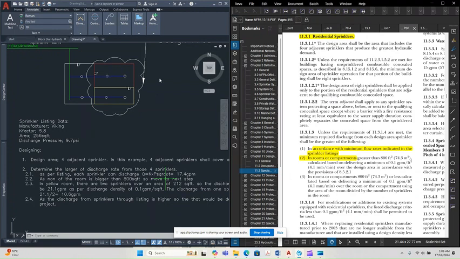So if all of these sprinklers are going to operate at a minimum discharge pressure of 9.7 psi, each of these sprinklers will give you a discharge of minimum 17.4 GPM. So as per option one, each sprinkler from the design area shall provide a discharge flow of 17.4 GPM.